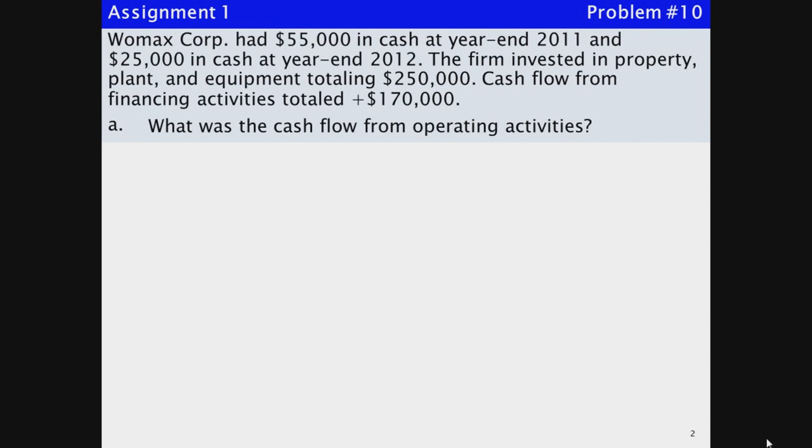Okay, so we're dealing with information here from the statement of cash flows. With the statement of cash flows, the basic idea is you're trying to explain changes in cash for a firm, and you do that in three general sections. You have your cash flow from operating activities, cash flow from investing activities, and cash flow from financing activities. And the change in cash would be the sum of the changes in these three areas.